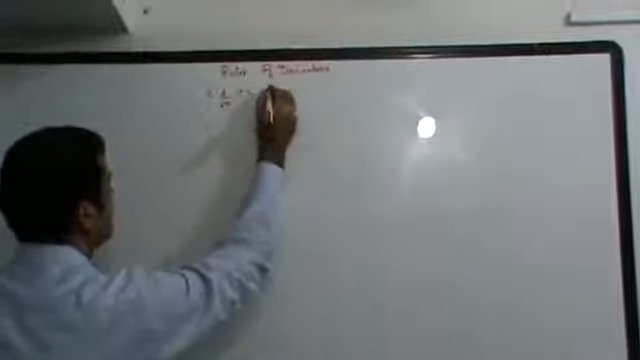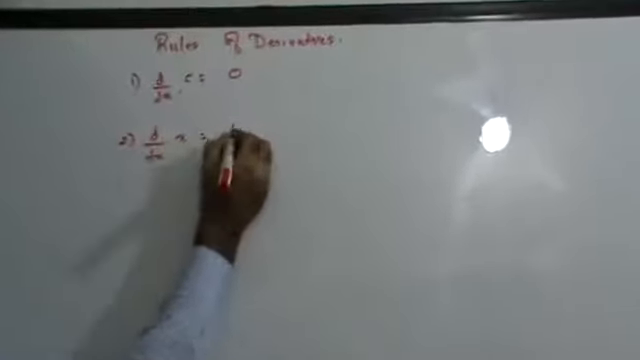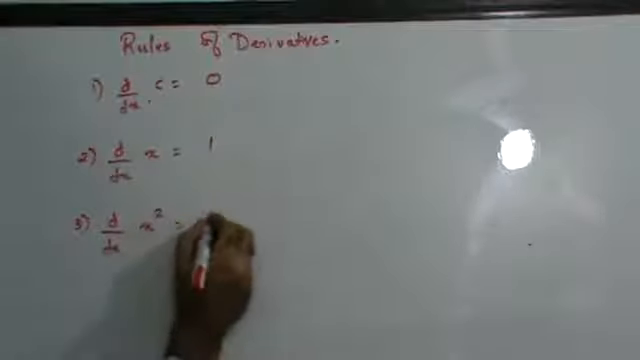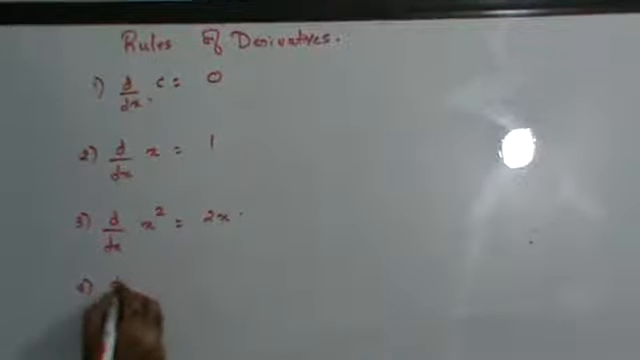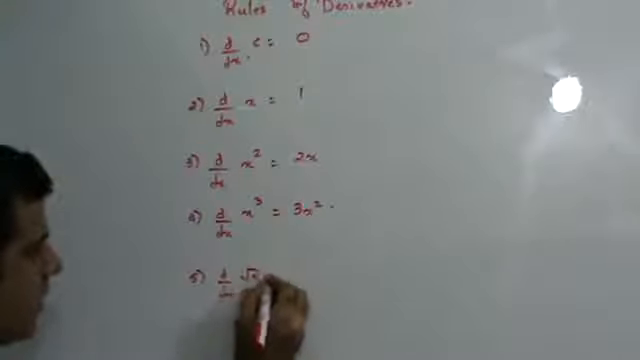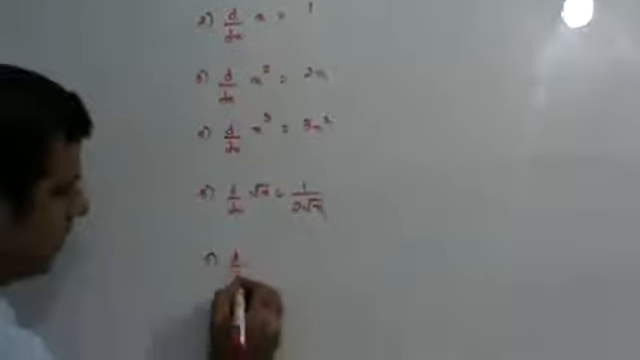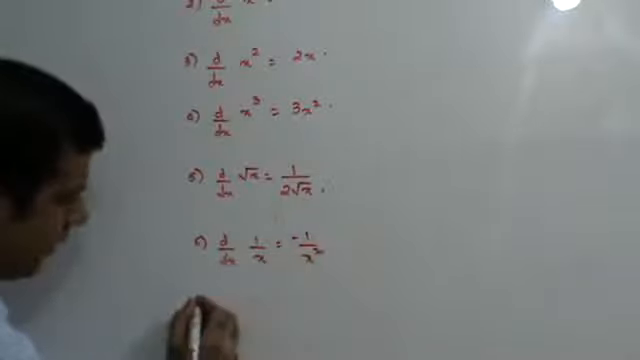D by dx of constant is 0. Next, d by dx of x is 1. D by dx of x square is 2x. D by dx of x cube is 3x square. D by dx of root x is 1 upon 2 root x. D by dx of 1 upon x is minus 1 upon x square.